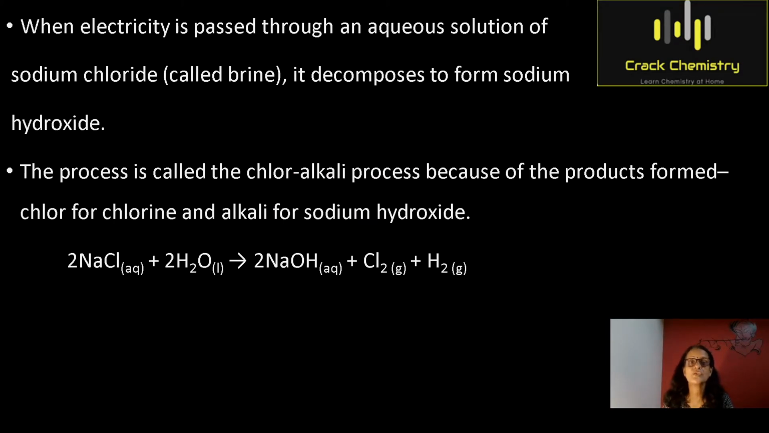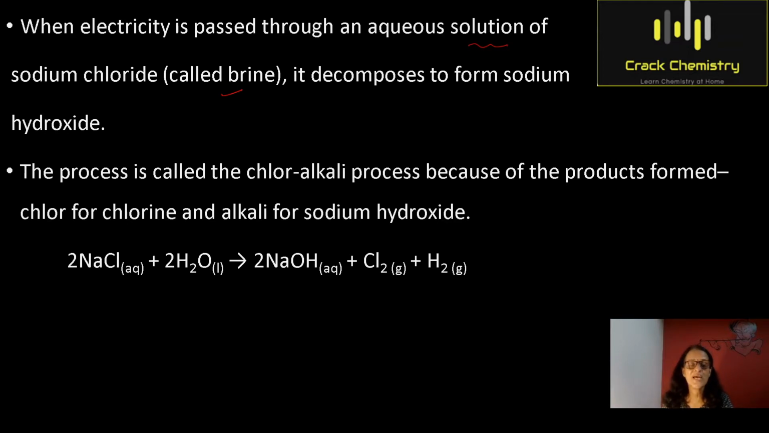Sodium hydroxide is prepared when electricity is passed through brine solution. So what is brine solution? Brine solution is aqueous solution of sodium chloride. So when electricity is passed through brine solution, what will happen? Sodium chloride will dissociate into sodium ion and chloride ion. And as brine solution consists of water also, water will also dissociate into hydrogen ion and hydroxyl ion.